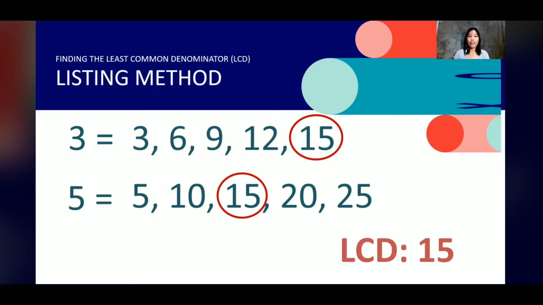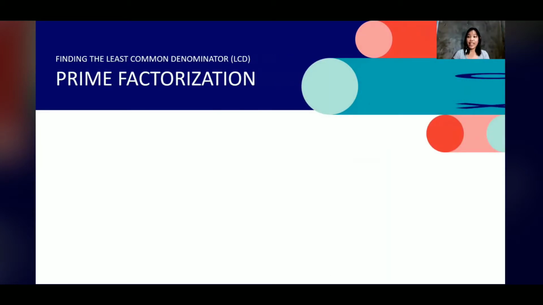So another method is prime factorization, wherein we will get the prime numbers of our denominators. When we say prime numbers, those are what? Amazing. Those are the numbers with only 2 factors, number 1 and the number itself. So here, 3 and 5. Those are our denominators in our example.